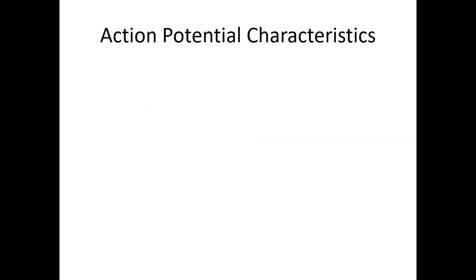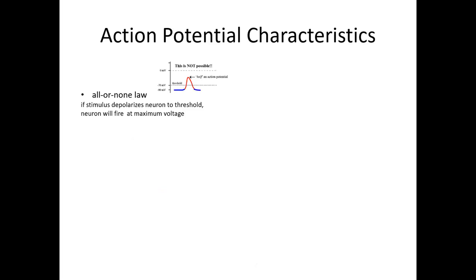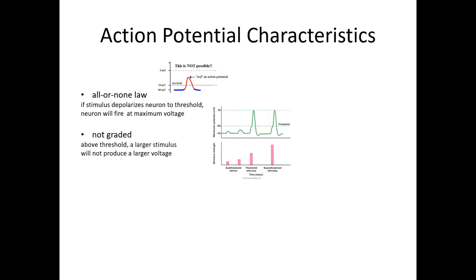So looking at the characteristics of an action potential and comparing them to those 4 or 5 characteristics of the local potential I mentioned before, the action potential follows the all or none law. If the stimulus depolarizes the neuron up to threshold, to that -55, that neuron is going to fire at maximum voltage. Secondly, it is not graded. If we are above threshold, a larger stimulus does not produce a larger voltage, as seen in this drawing.